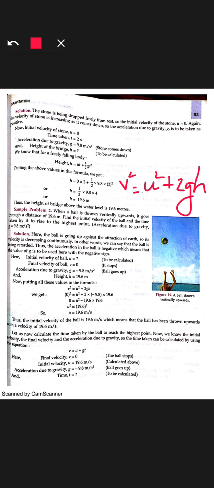Now for the final velocity, we know that whenever the body is vertically thrown upwards, on reaching the maximum point or height, the velocity will be 0, that is v will be 0, and the value of u we have to find. So u square stays as it is, plus 2gh, then it will be 2, and g will be minus 9.8 because it is acting in the opposite direction, and the value of height is 19.6. So on the left side we get v square is 0.